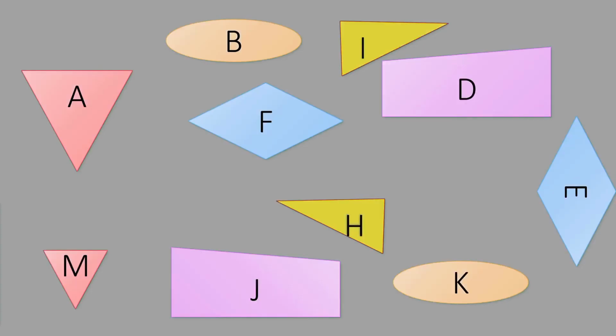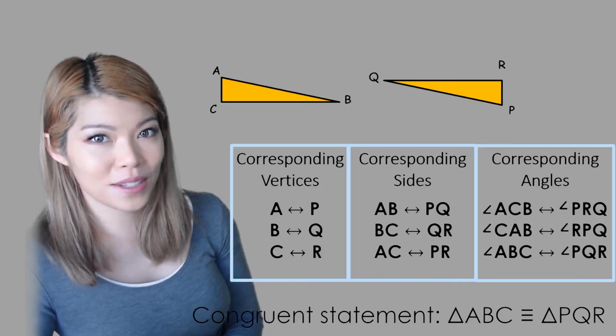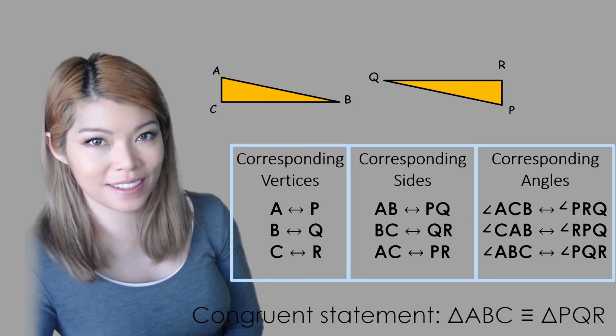So we can match them up by shape, but we can see that A and M, the red triangles, are not the same size, so these are similar. Whereas the other shapes, they are congruent because they're same shape and the same size. The shapes J and D, the pink trapezium, and also the yellow triangles have been reflected, whereas E and F have been rotated. Now write these notes down, and in the next video we're going to look at all the transformations. Bye!